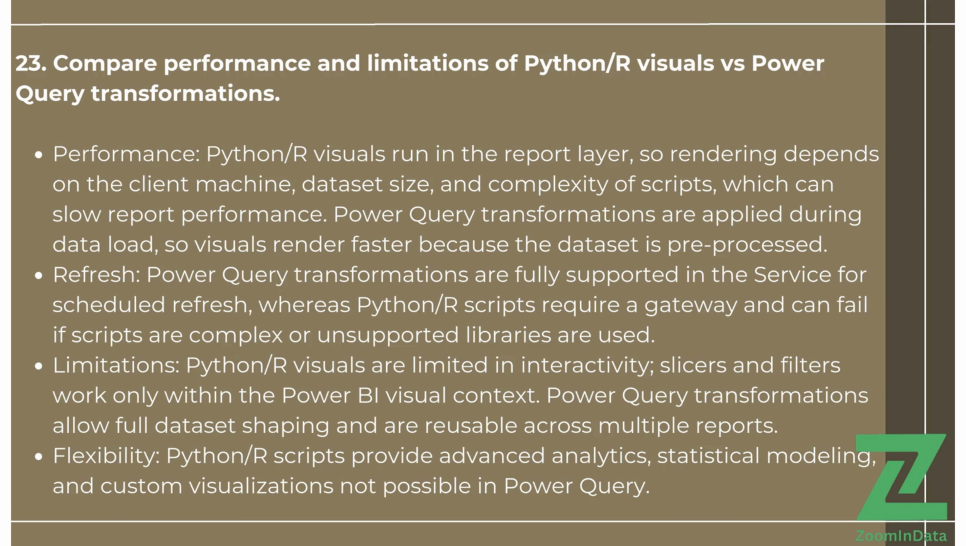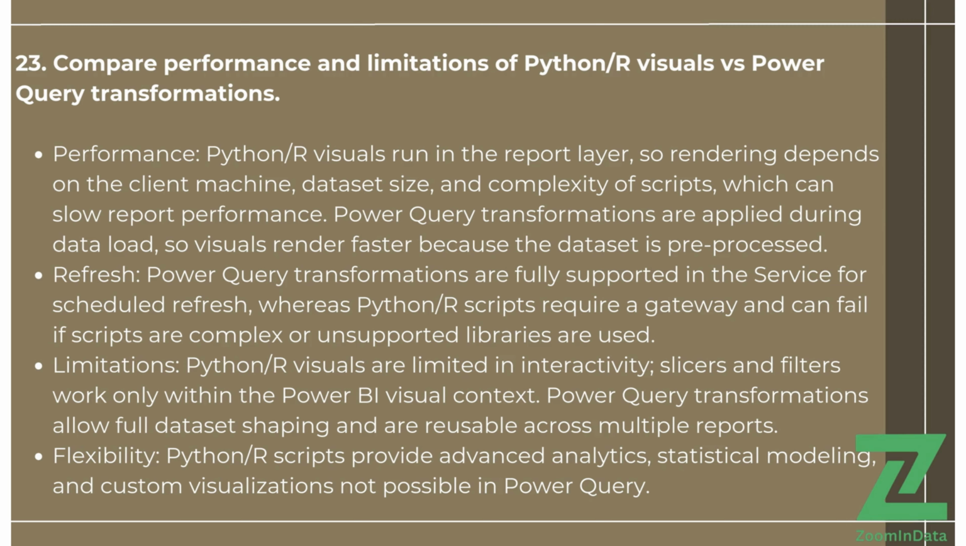23rd question. Compare performance and limitations of Python or R visuals versus Power Query transformations. Performance: Python or R visuals run in the report layer, so rendering depends on the client machine, dataset size, and complexity of scripts, which can slow report performance. Power Query transformations are applied during data load, so visuals render faster because the dataset is pre-processed.